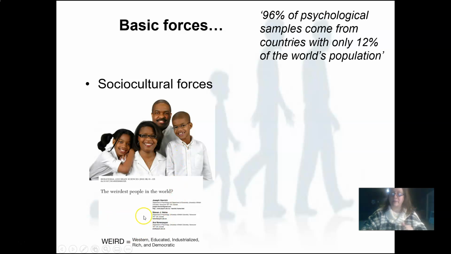We talked about the weird people in the video introduction to the course. But what this is saying is most of the studies that we have in psychology as a whole are on weird people. So Western, educated, industrialized, rich, and democratic. Tons of our samples come from only 12% of the world's population. So even though we're really interested in sociocultural forces, we don't have a wealth of information as to how people in different cultures live their lives. Wish we did. We're working on that.